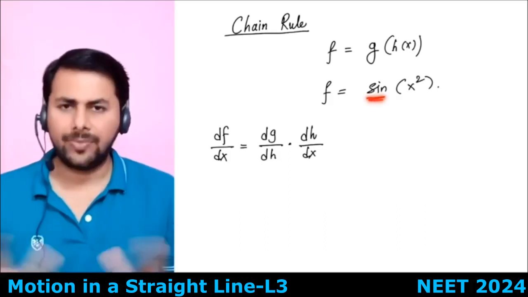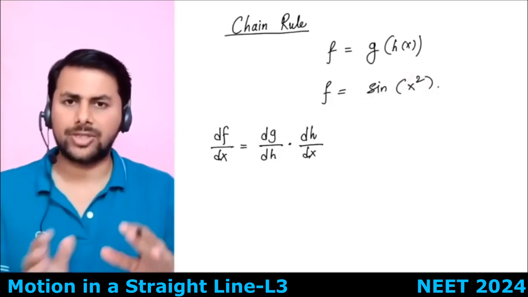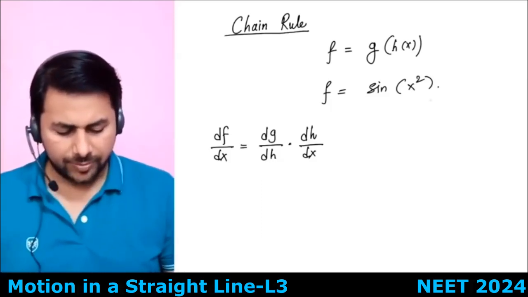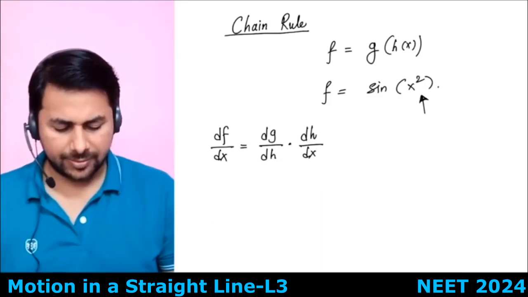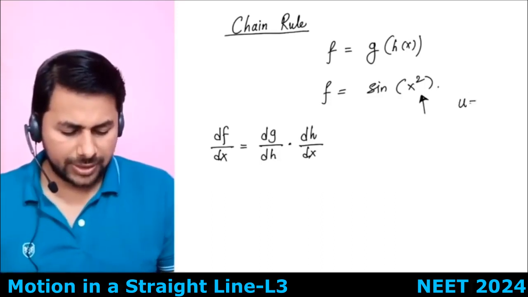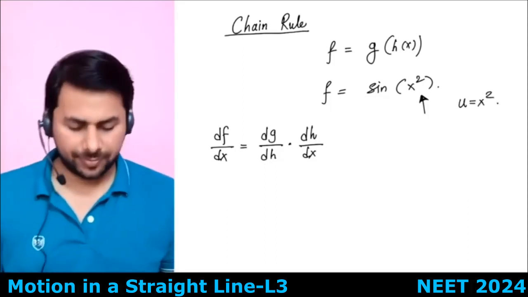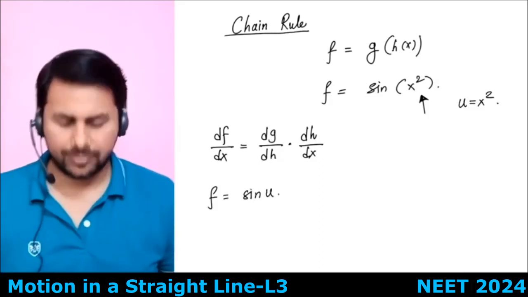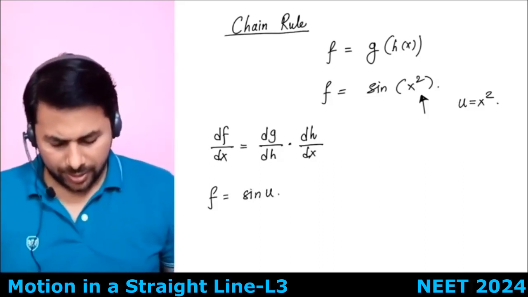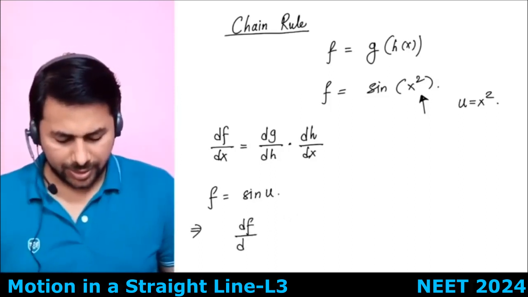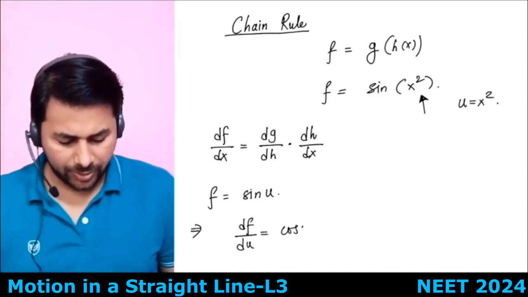F is a sine function which is a function of x square. So what I will do is assume that the argument of the sine is x square. Suppose u is equal to x square. So what is my f? F is equal to sine of u. Then I can take its derivative with respect to u. I know df by du will be equal to cos of u, right?